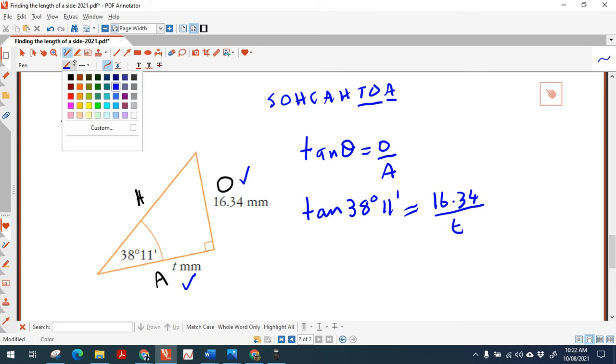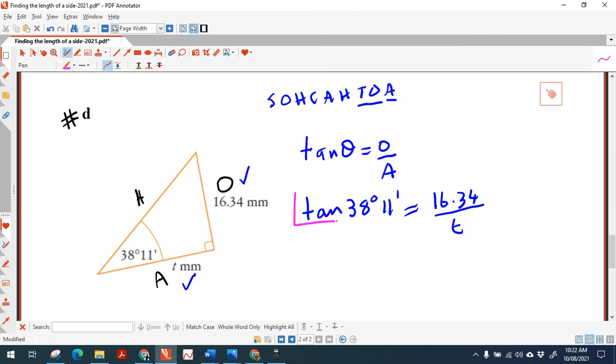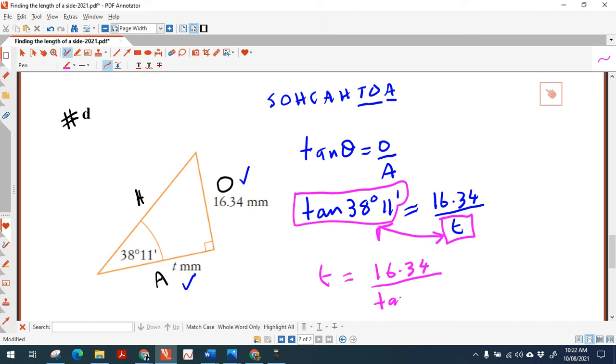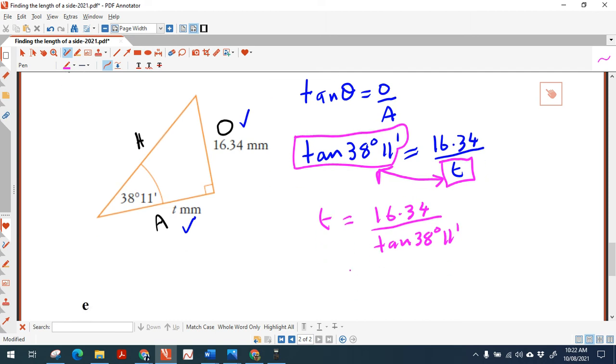Okay. Now, you can see the pronumeral is in the denominator again. All right. So what we're going to do is the shortcut. So we're going to take all of this and swap it with this. All right. So that will give us t on the left-hand side. 16.34 stays in the numerator. And my new denominator is tan 38 degrees, 11 minutes.